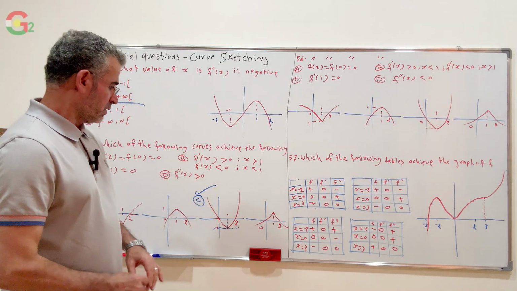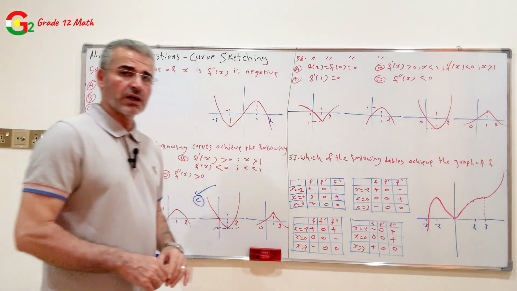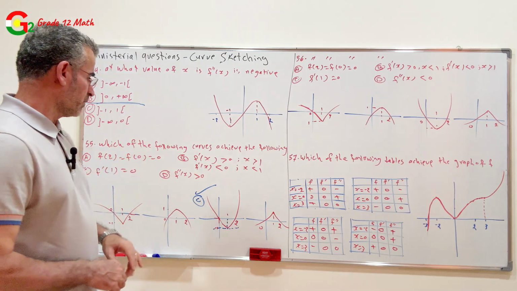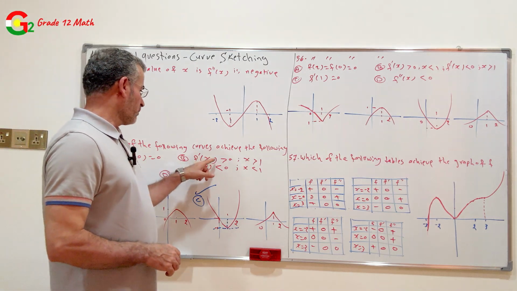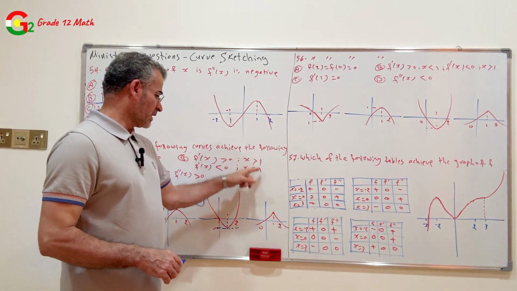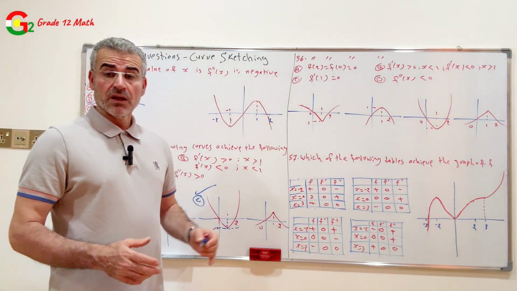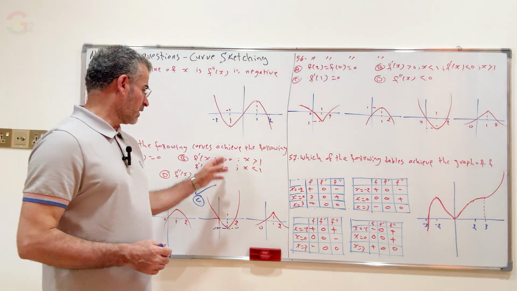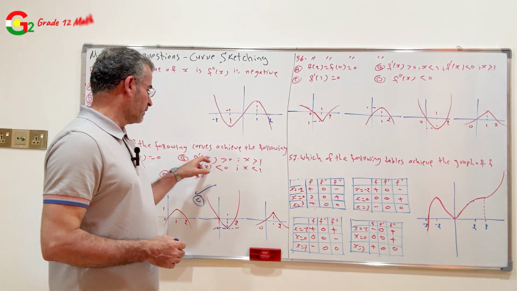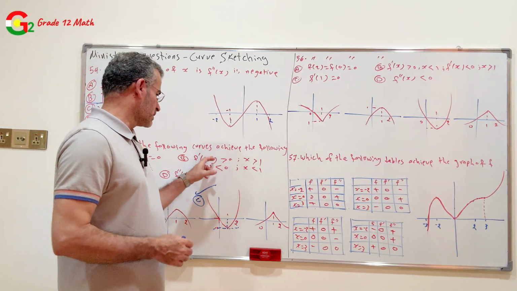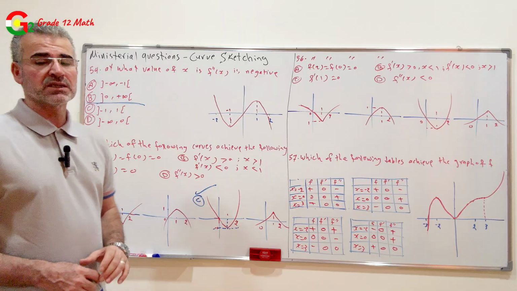Let us check the last one. 0 and 2 are two intercept points. The first statement is true. F prime of x greater than 0 when x greater than 1. When x greater than 1, the function is decreasing. The graph of the function is decreasing. Therefore, the derivative should be less than 0. It is wrong. The right choice is C.